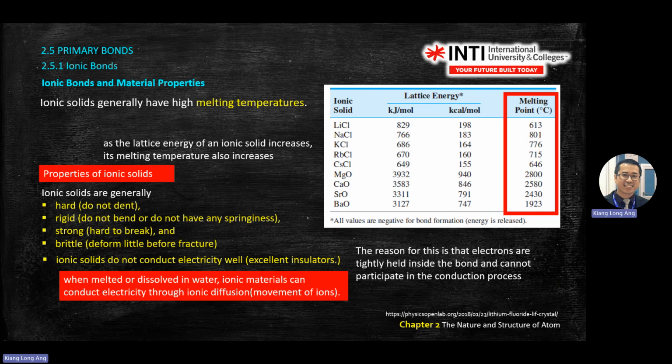Once it's melted or dissolved in water, ionic material can conduct electricity. Ionic diffusion: ionic bonding or ionic solids are special. When they are solid, they are insulators. But when you melt them, or put them in liquid, especially water, they can conduct electricity. For example, you put NaCl in water, you are able to conduct electricity.